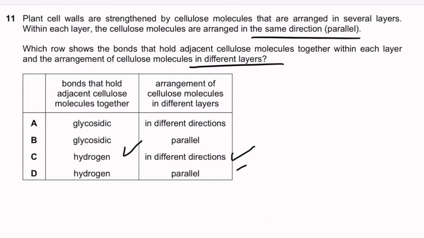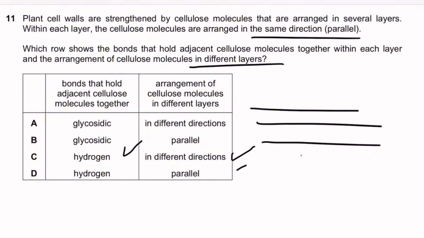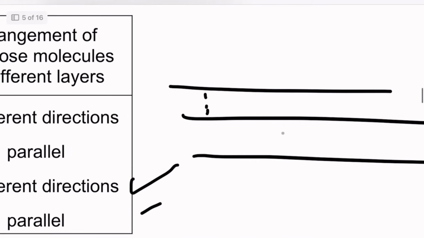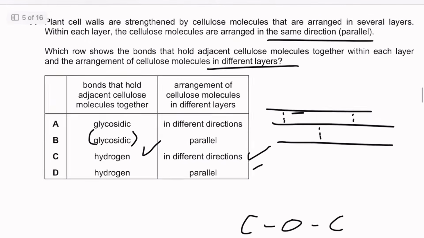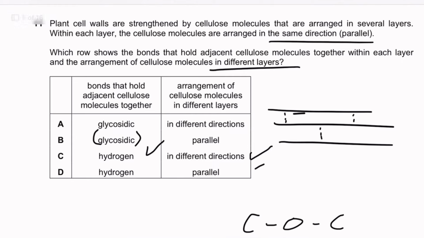Remember, within the cellulose molecule, you're going to have glucose molecules, and these glucose molecules are going to be bonded through glycosidic bonds, which are covalent C-O-C interactions. Okay, this is a covalent bond, but between different cellulose molecules, so complete chains of cellulose, they're going to have hydrogen bonds between each other, and the arrangement of cellulose molecules in different layers are going to be in different directions and different orientations, and that increases the strength of cellulose. Okay, and that's C.